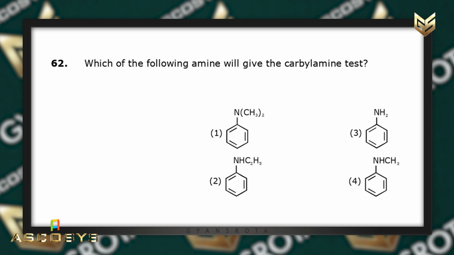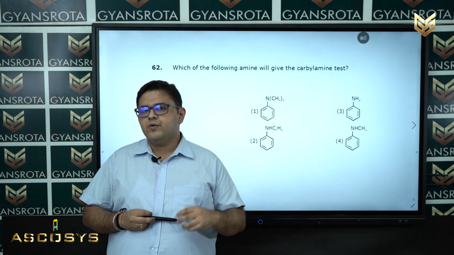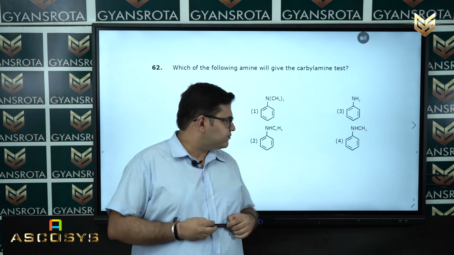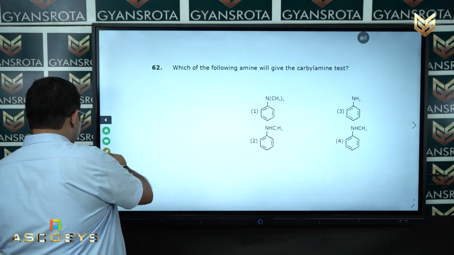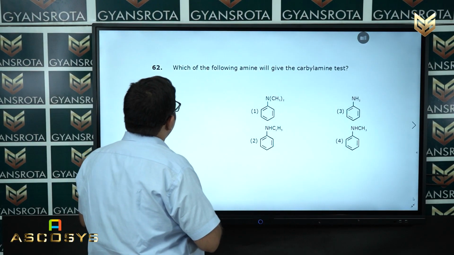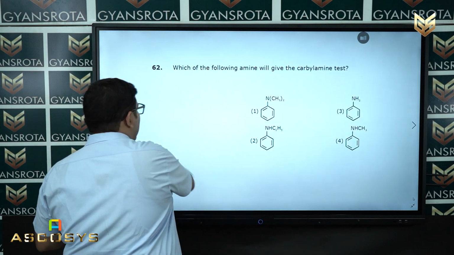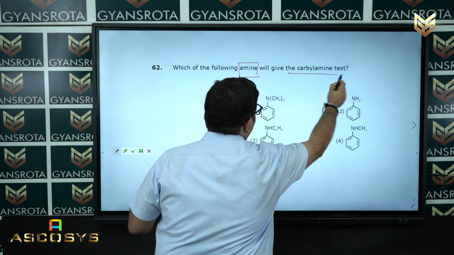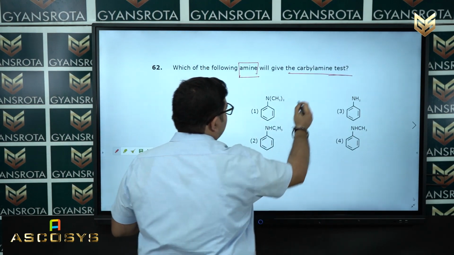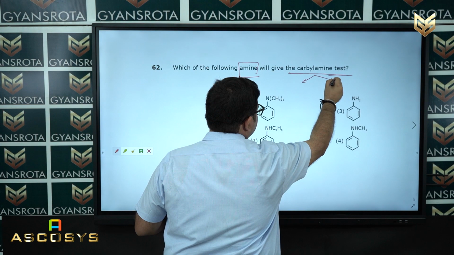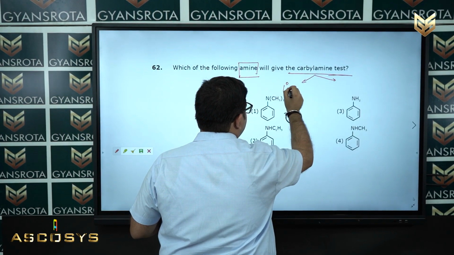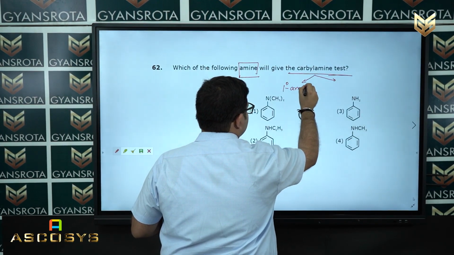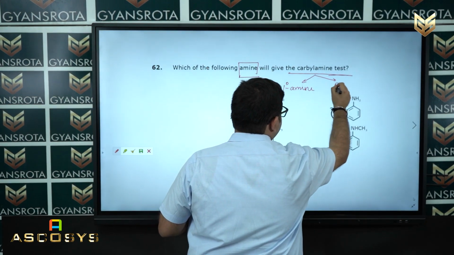Question number 62 is on your screen. Which of the following amines will give the carbylamine test? So now we are moving to the solution part. If you see, they asked that which amine will give the carbylamine test. Now we should know the carbylamine test will be given by primary amines and your aniline structure.